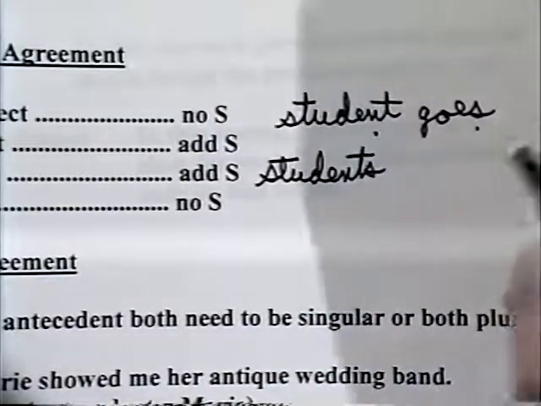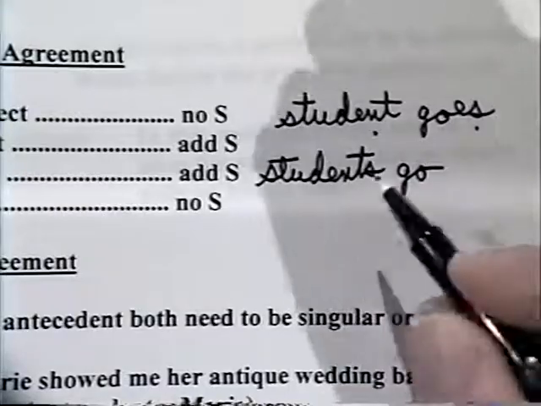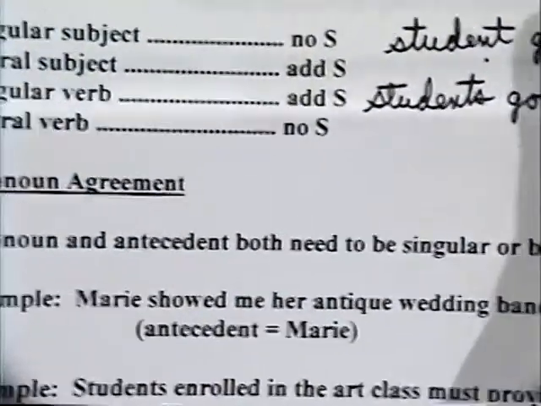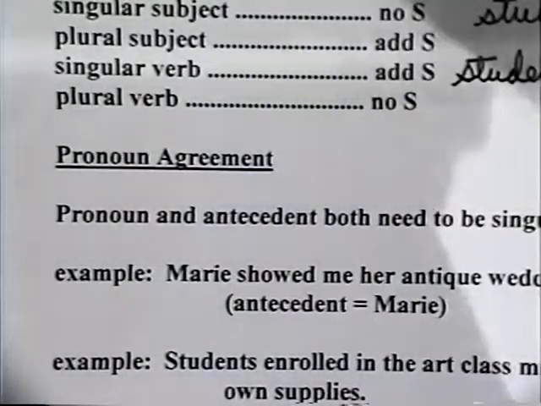And to make a verb plural, we do not have an S, so we say the students go. Students go, they're both plural words. That's fine. They have to agree in verb. Okay, and we move on to something a little tougher.